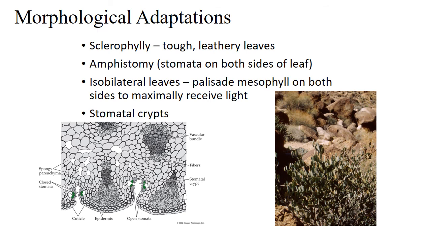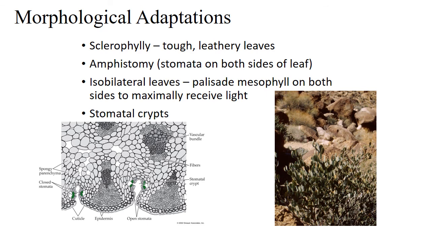So similarly, another adaptation that many drought-tolerant plants have is isobilateral leaves. And these are leaves that have palisade mesophyll on both the upper and the lower surface. And essentially it means they have more kind of highly photosynthetic surface on the leaf. And often these plants will hold their leaves upright so that they have maximum exposure to sun. So this plant on the right-hand side, you can see is a plant with isobilateral leaves, and it holds most of its leaves directly upright so that both surfaces receive direct sunlight.